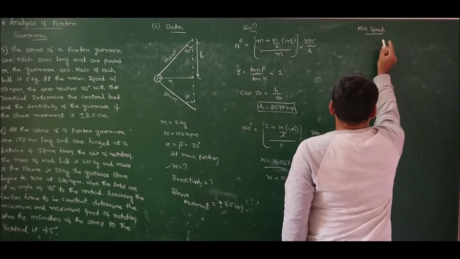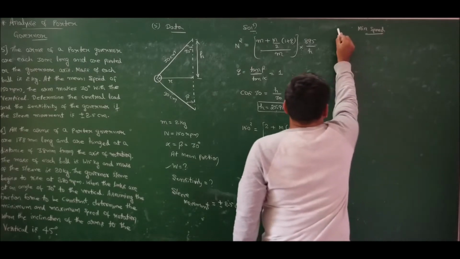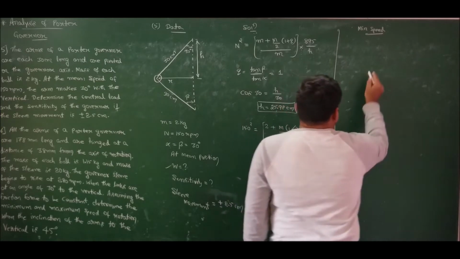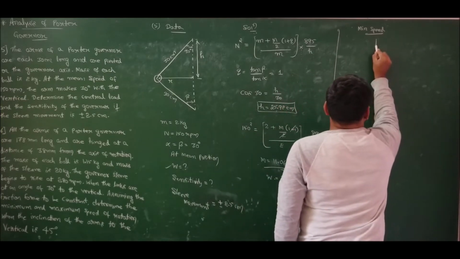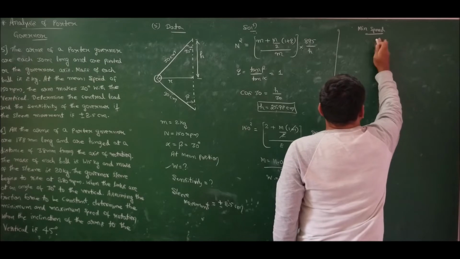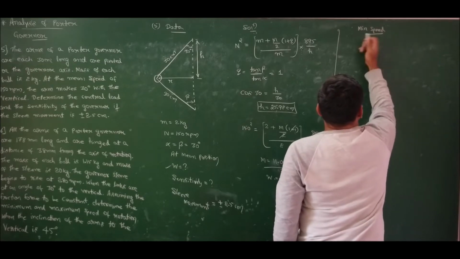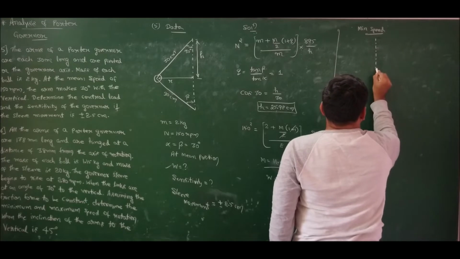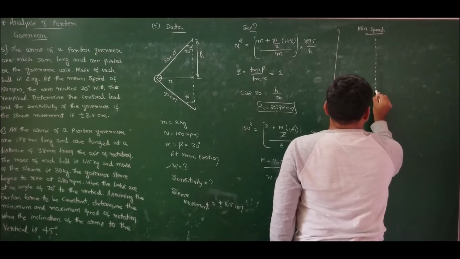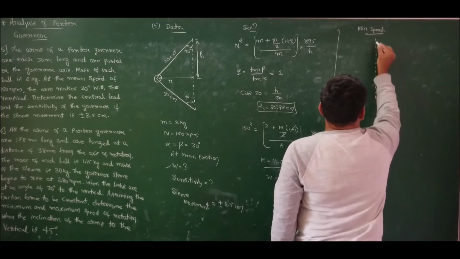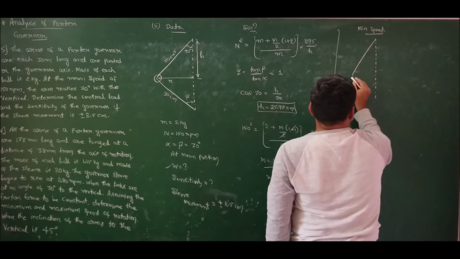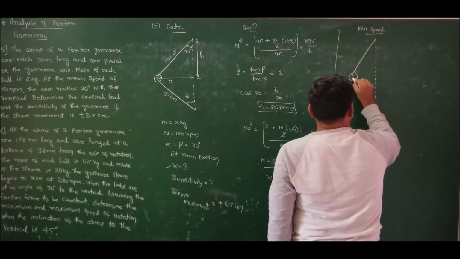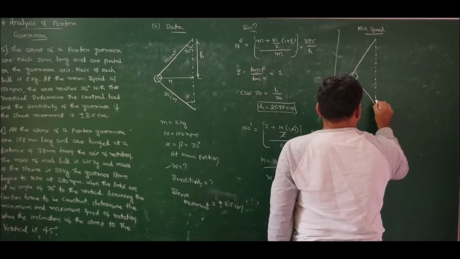If I draw for minimum speed, what am I going to get? If I draw for minimum speed, I am going to get like this. So h will be maximum, right? Because the radius of rotation will be minimum. Balls will move towards the axis of rotation for the minimum speed position. So thereby h is higher than mean h.